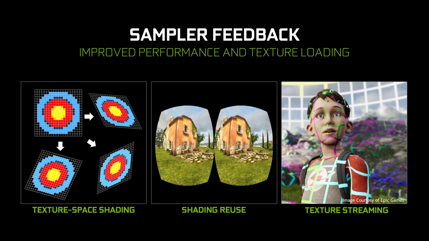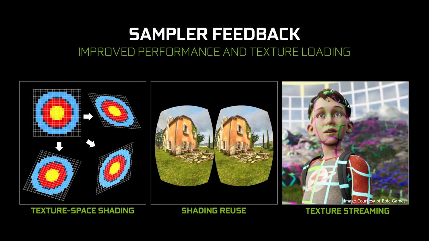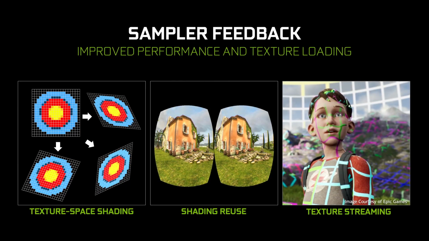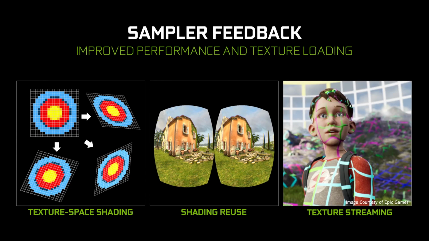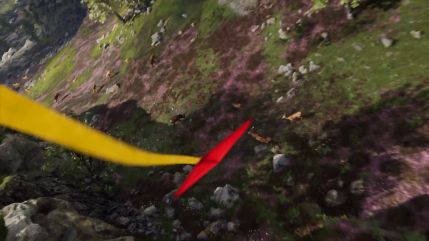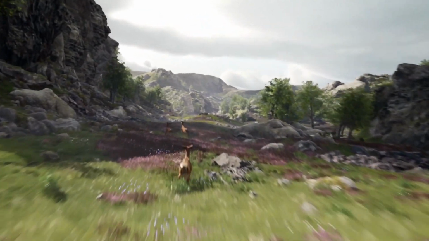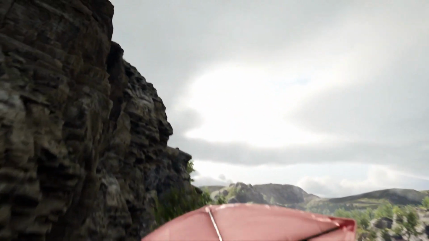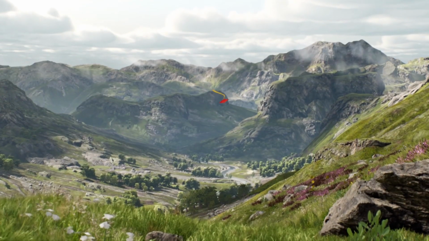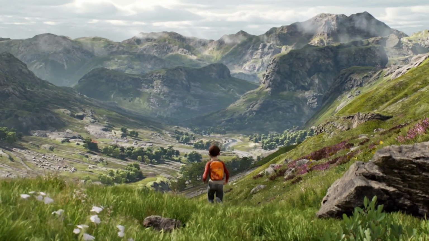Finally, let me talk about sampler feedback. Now game engines can more efficiently shade objects that don't change from frame to frame and reuse the color of the object as calculated in the previous frame. So the GPU can pump out more frames. It also improves texture streaming. Developers can stream high resolution textures into their large open worlds to avoid stuttering.